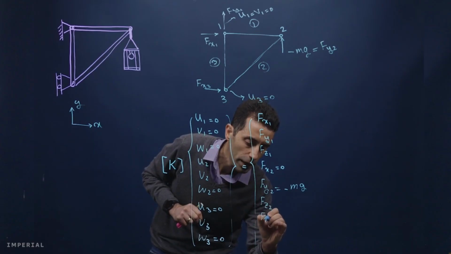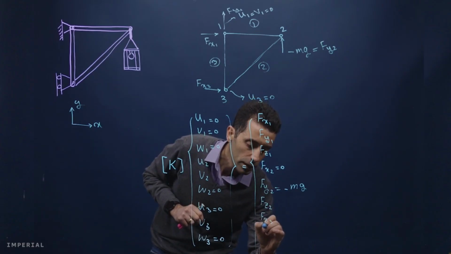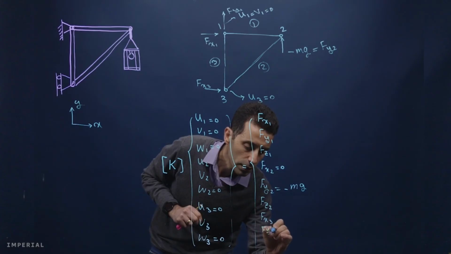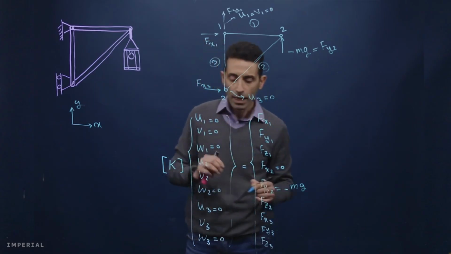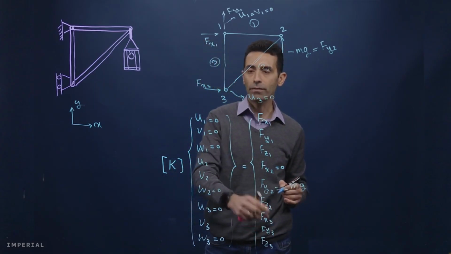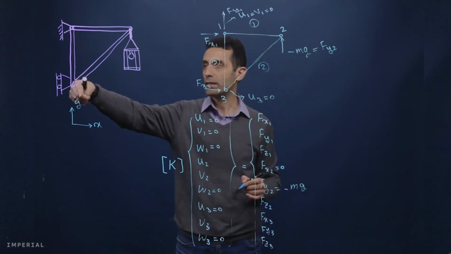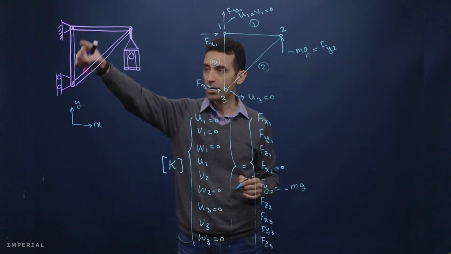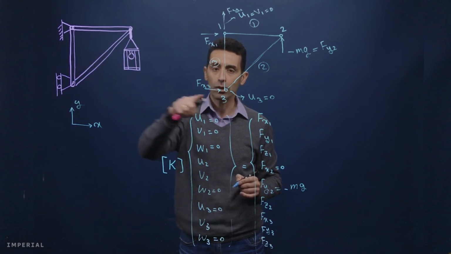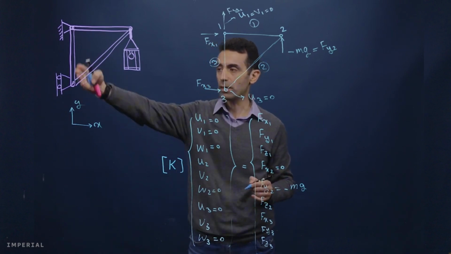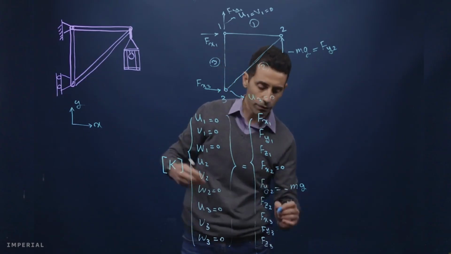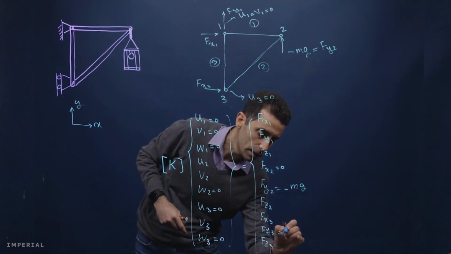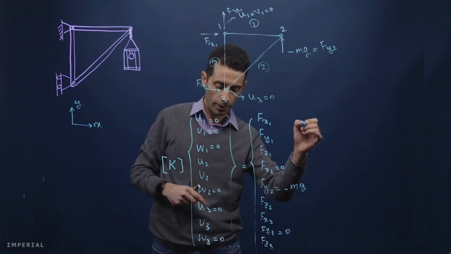Similarly, Fx3, Fy3, and Fz3. Correct? And again, we know that Fy3, which is the external force in the y direction in node 3, is 0, because this is completely free. It can move, and there is no external force applied here. Yeah, so that would be 0 too.